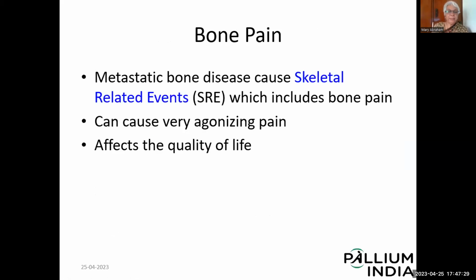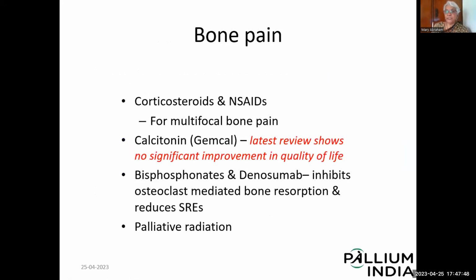Now, bone pain. Bone pain is because of the metastasis, the cancer. And they are called skeletal related events. They can cause fracture, they can cause pain even without fracture also. So that pain is very agonizing and it affects the quality of life.